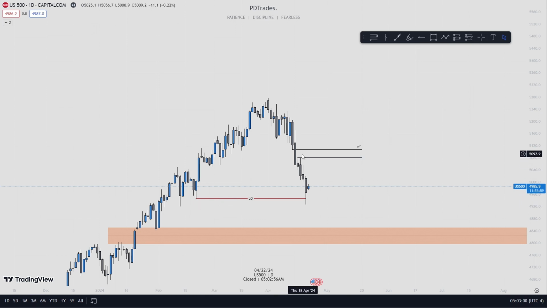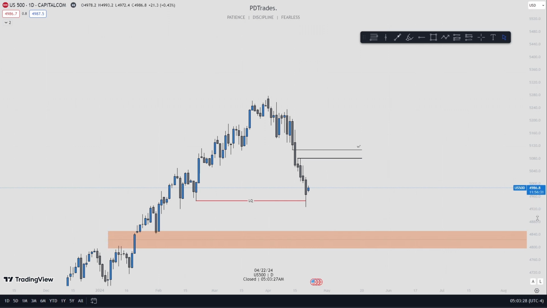So where is my next draw on liquidity? If external range, remember, the market does what? The market takes out external to internal, and from internal to external. I don't know if you understand. So now external range liquidity was raided. Now I want to see a retracement into an internal liquidity range, which is this fair value gap.